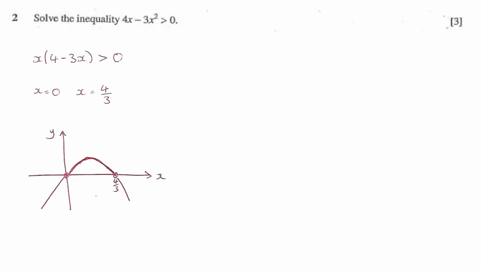So there's my little graph again. And where is that actually greater than 0? Well, it's greater than 0 between x is 0 and x is 4/3. So that's an "and". It has to be greater than 0 and less than 4/3. The other one was an "or".